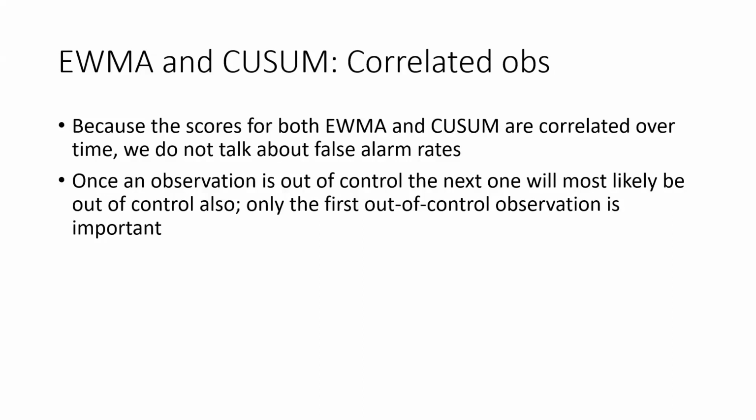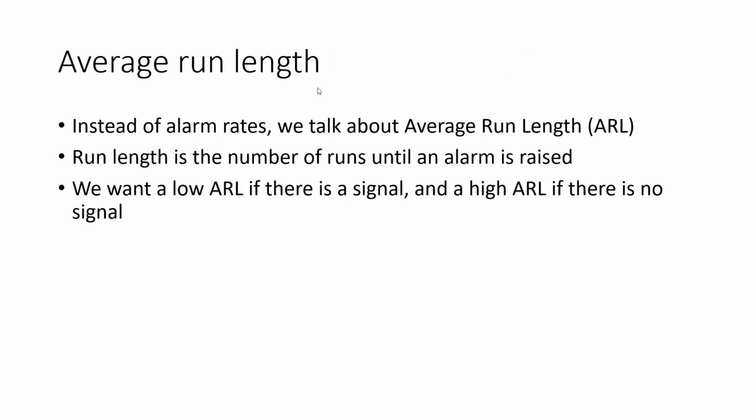So instead, what we're doing is we're focusing on how long it takes until the first alarm is raised, until the first out of control observation. That leads us to average run lengths. So what we want is a low average run length if there's a signal, meaning if there's special cause, if there's a mean shift or something else. We want to detect it as soon as possible. And we want a high average run length if there's no signal, meaning if the process is in control, we don't want any false alarms.